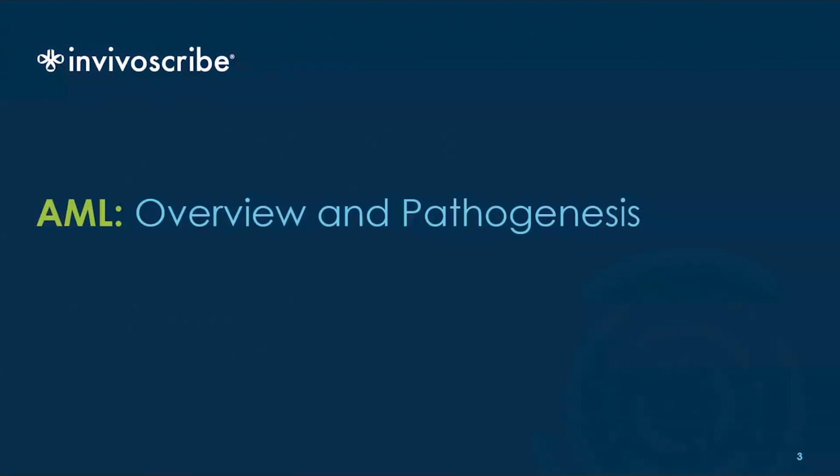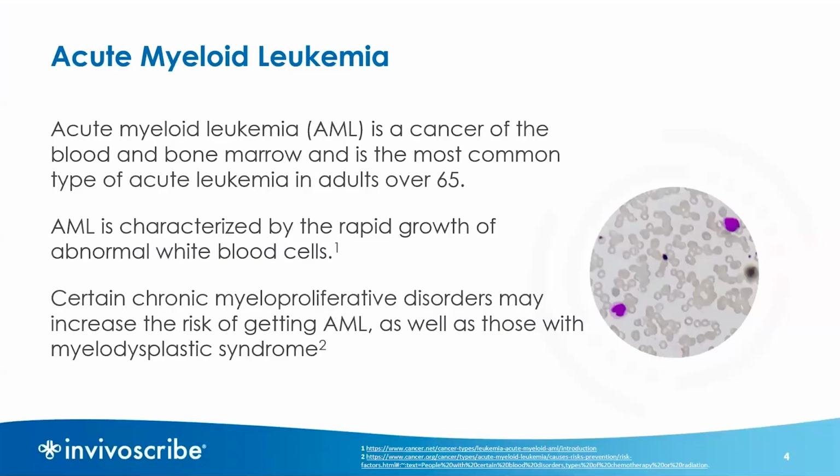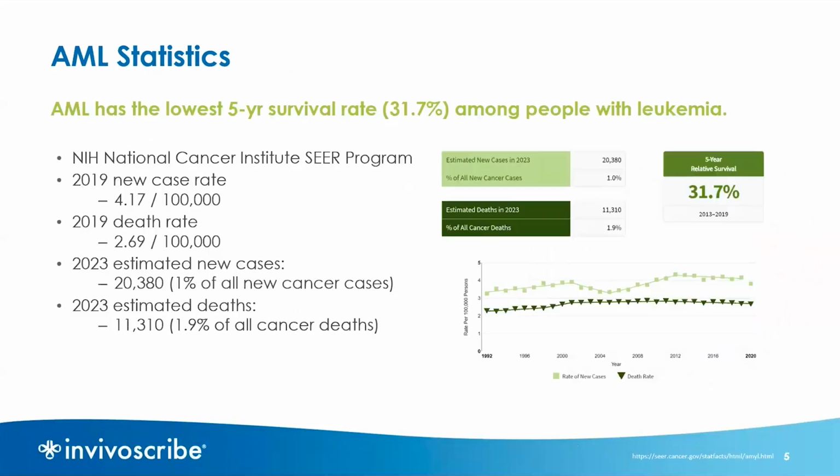So to begin with, I'd like to talk about AML. Basically AML is a cancer of the blood that has a distinct epidemiology, representing the most common type of acute leukemia affecting adults over 65, characterized by the rapid growth of leukocytes in blood and bone marrow, with several known risk factors, including myelodysplastic syndrome, myelofibrosis, and aplastic anemia.